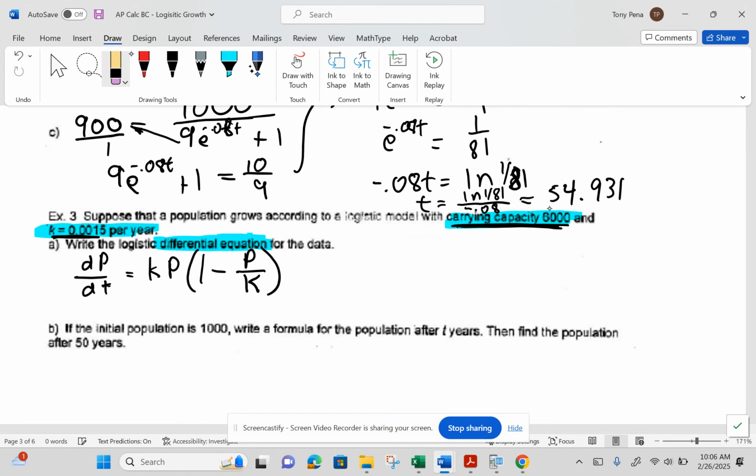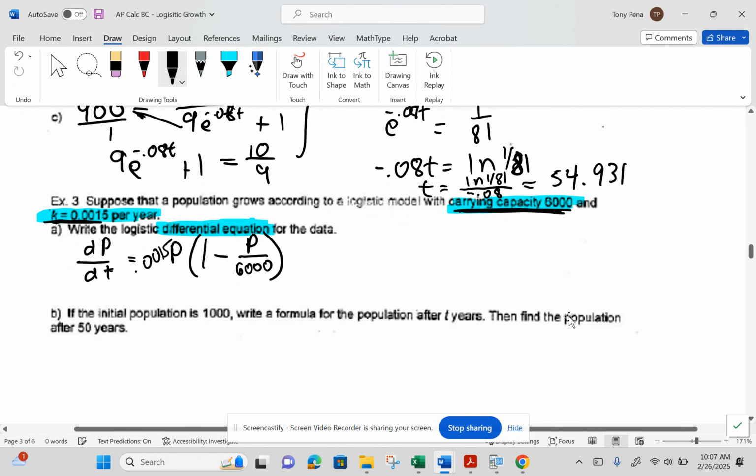All right, and again, the 6,000 is which of the k's? The bigger one, right? The one that's on the bottom. So this is 6,000, and then the little k is your rate, 0.0015. I can squeeze that in there. All right, and then do B. If the initial population was 1,000, now do the second formula that we need to get memorized. Write the formula for your population based upon that differential equation.